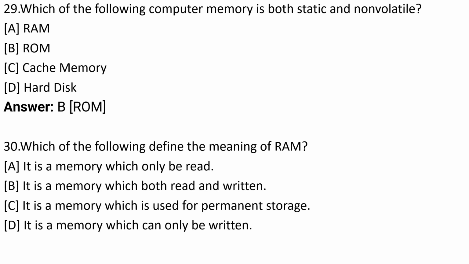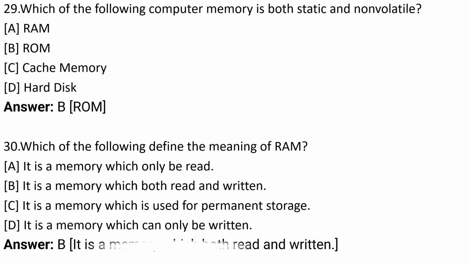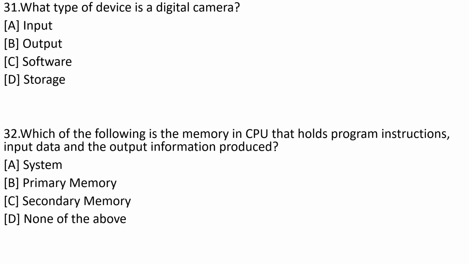Question number 30. Which of the following define the meaning of RAM? Option A, it is a memory which can only be read. Option B, it is a memory which can be both read and written. Option C, it is a memory which is used for permanent storage. Option D, it is a memory which can only be written. And the answer is option B, it is a memory which can be both read and written.